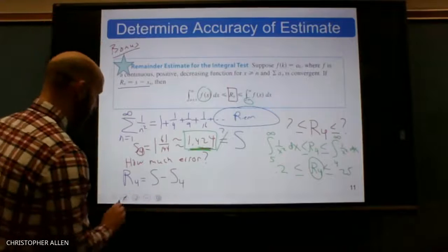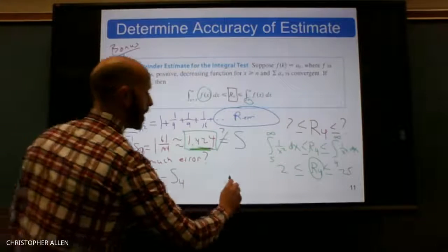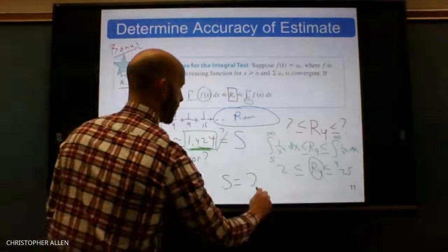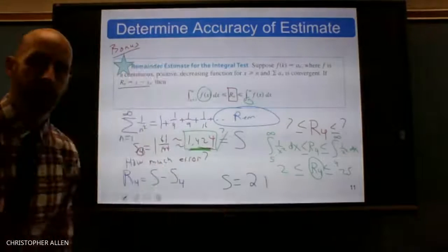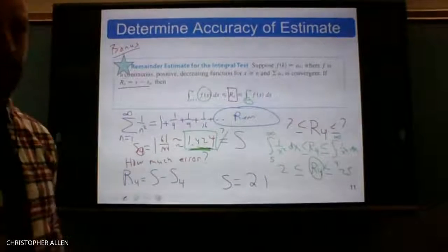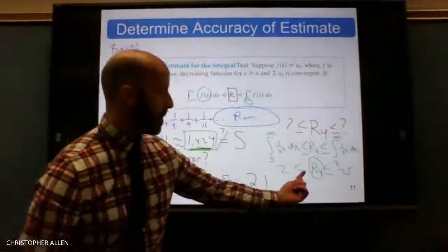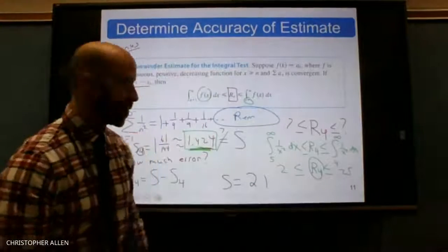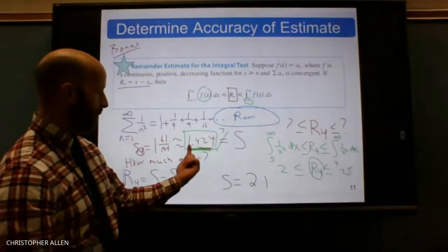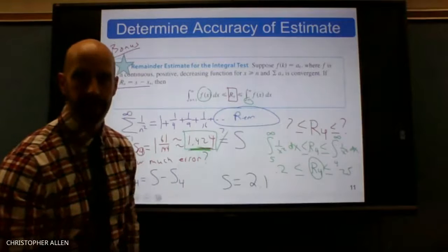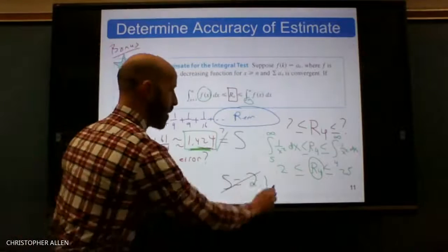However, I could tell you that S could not be, let's just say, 2.1. Could S be 2.1? No. Why not? Because we know the remainder has to be between 0.2 and 0.25, which means the worst it can be off is to add 0.25 to this. Does that make sense? So 2.1 is not even possible.